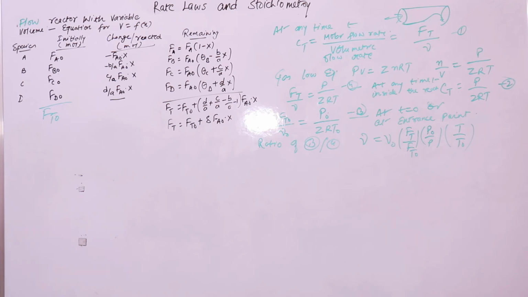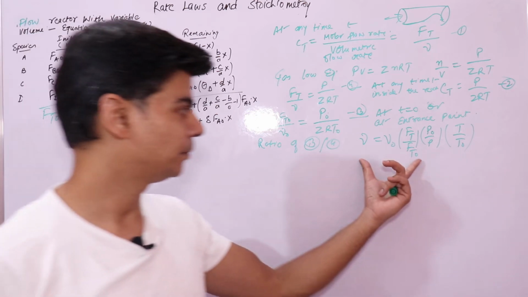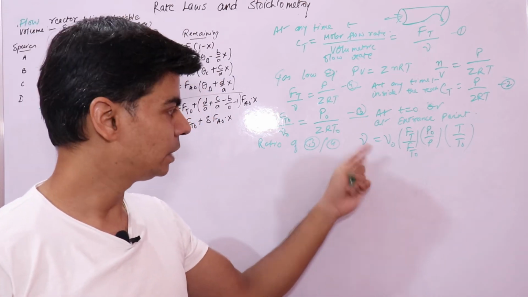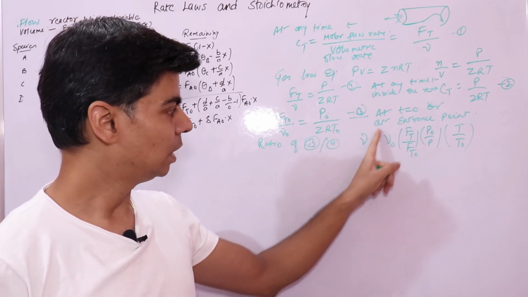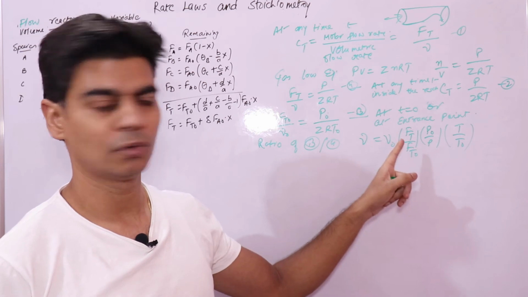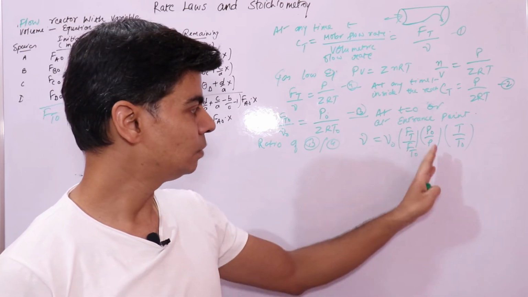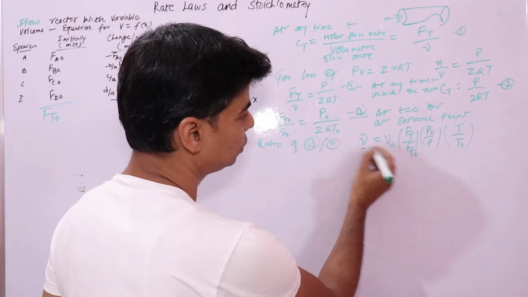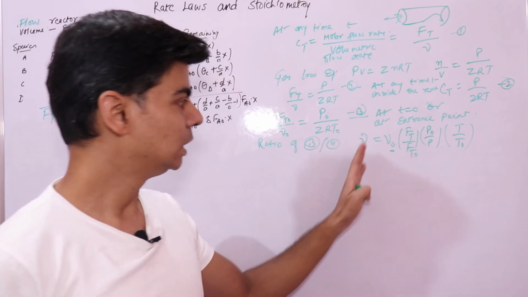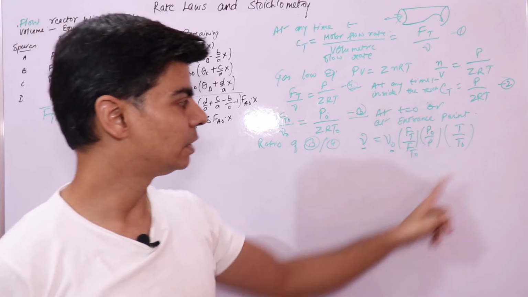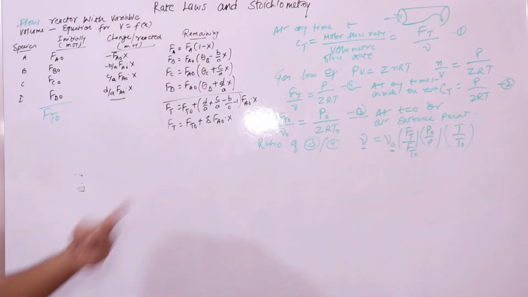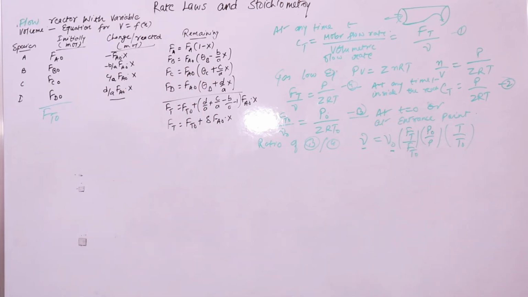Now you have got this expression for volumetric flow rate. This is the volumetric flow rate at any point at any time t, and this is the initial volumetric flow rate. So this is the relationship between the initial and the time t volumetric flow rate. We would be using this expression in a while.